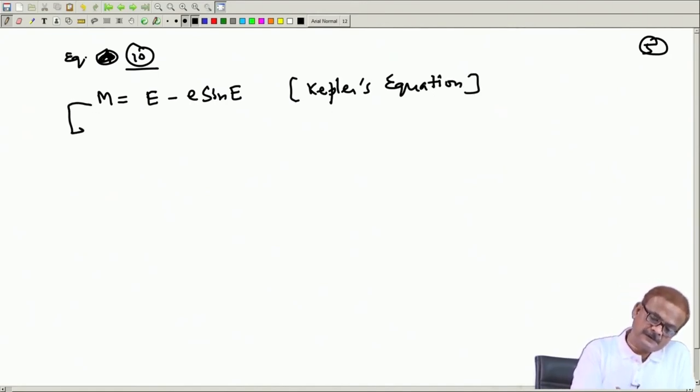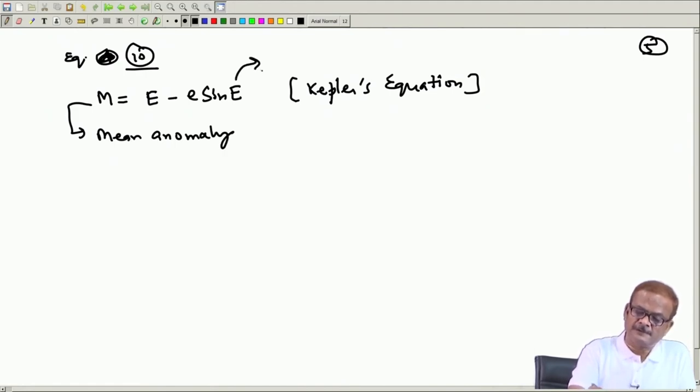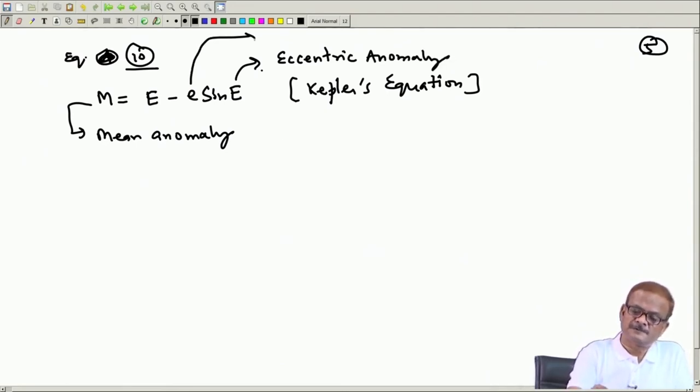The left hand side, as I have told you earlier, is called the mean anomaly, while the capital E we have written as the eccentric anomaly, and this is written as the eccentricity.